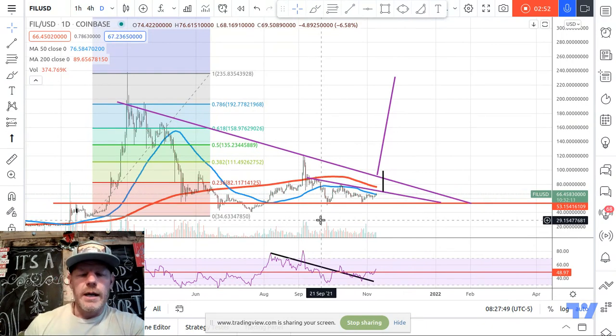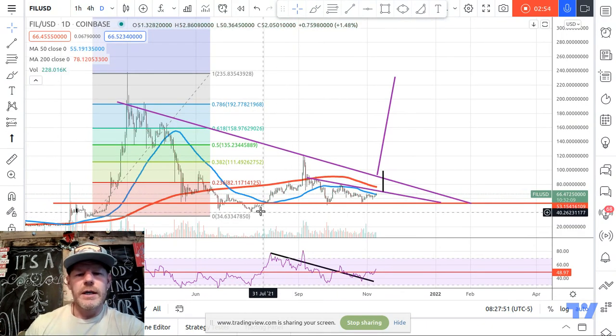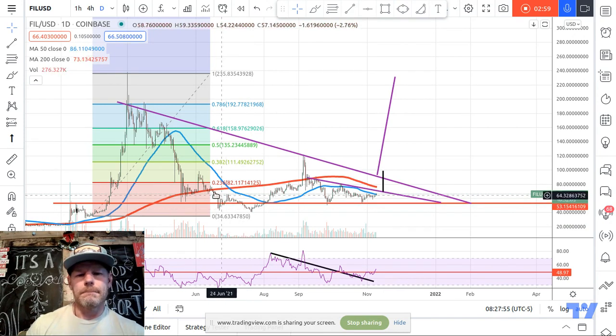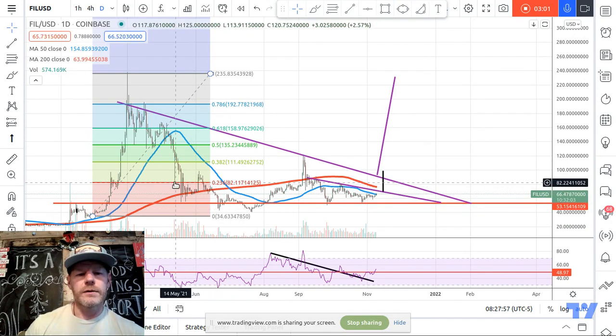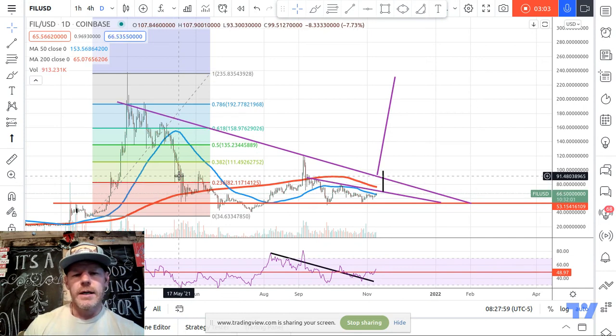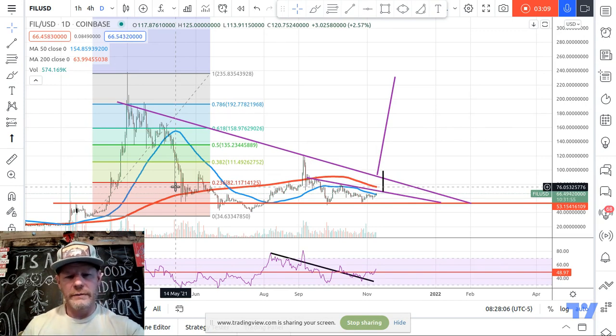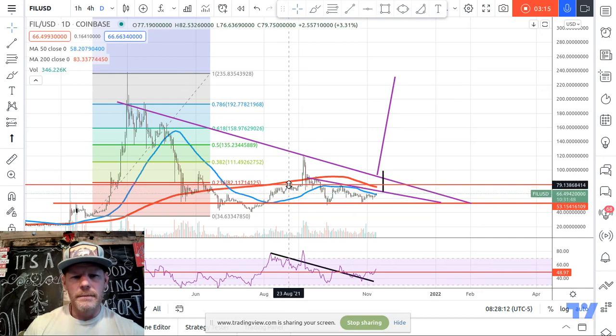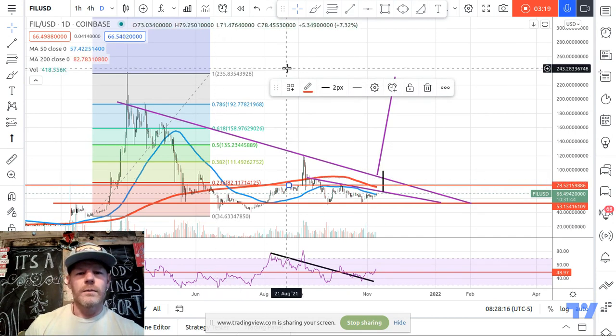Filecoin is interesting because you can see we have tried a couple times to make some action. The first thing that I see here is actually an inverse head and shoulders pattern. I don't know if you guys can see this. Let me see if I can get a line here. Yes, that's a little bit higher than that. All right, so right around there. So why is it an inverse head and shoulders?